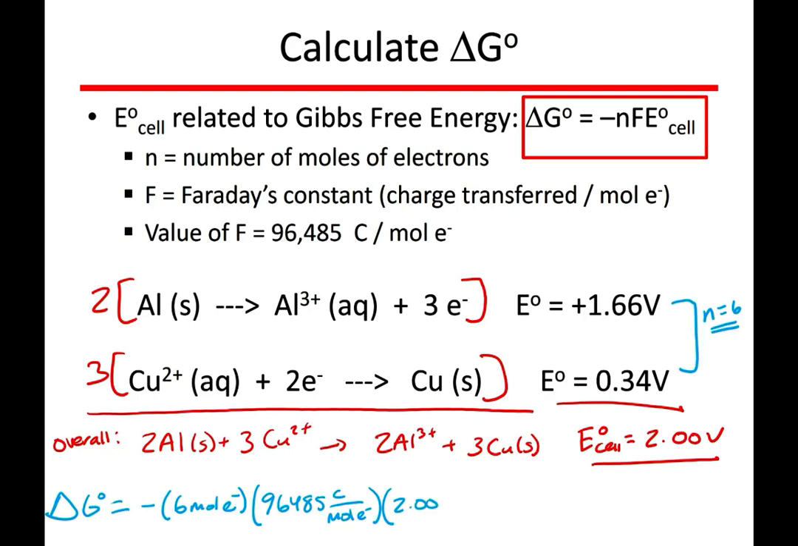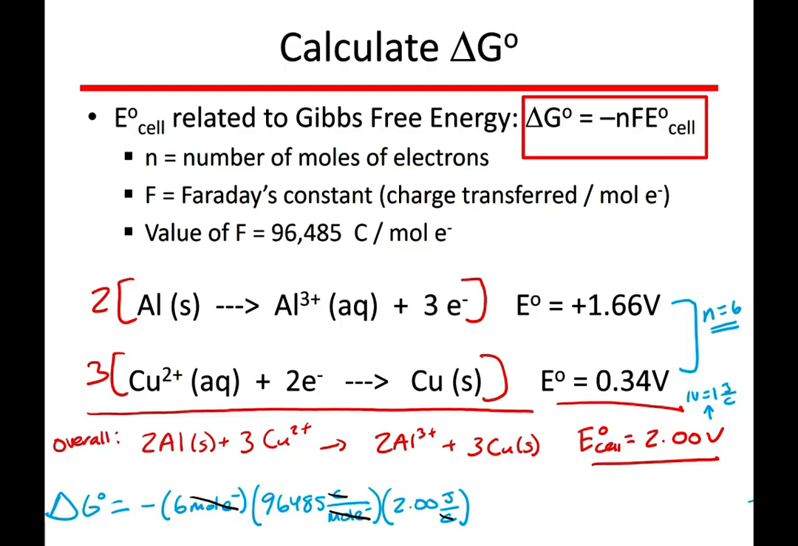And I'll mention something in terms of the units. I'll remind you that 1 volt is the same thing as 1 joule per coulomb. And so I can re-express this. Instead of saying 2 volts, I can say that it's 2 joules per coulomb. And doing this will help you to see how the units cancel out. The moles of electrons cancel out, the coulombs cancel out, and I'm left with just units of joules.